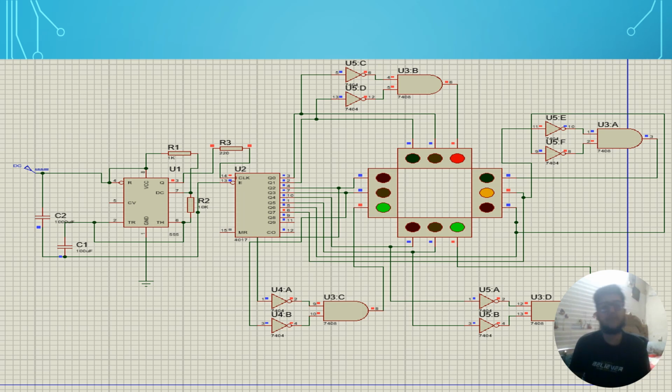Then the logic gates 7404 and 7408. The 7404 NOT gates invert the signals coming from the counter or timer, ensuring that the traffic light changes properly. The 7408 AND gates process the signals and ensure that only valid combinations of inputs will cause a change in light state. For example, ensuring two conflicting lights do not turn on at once.